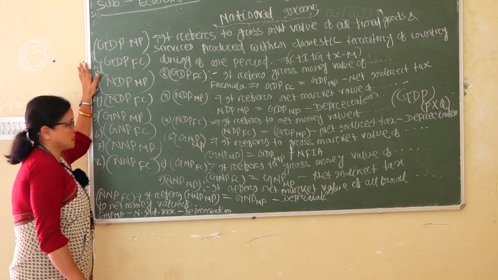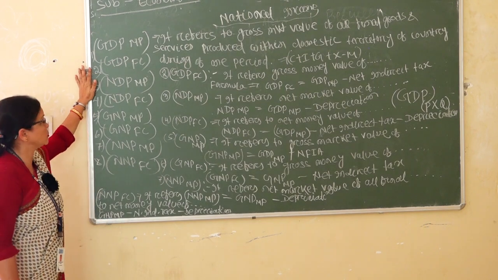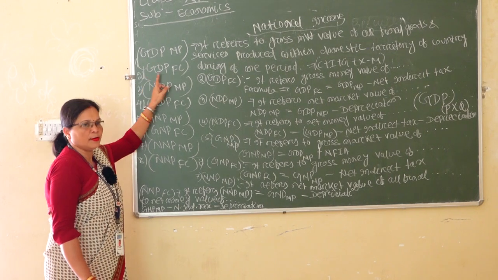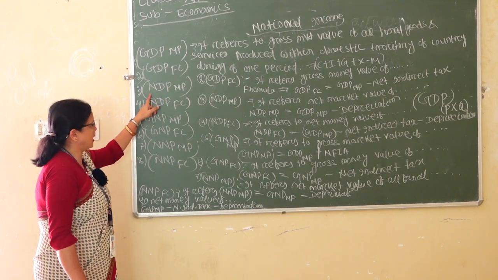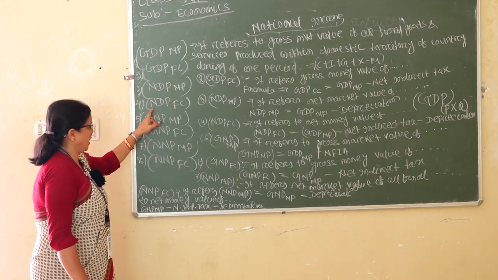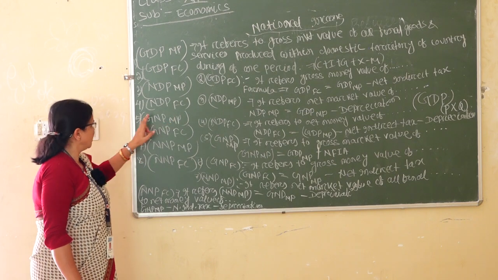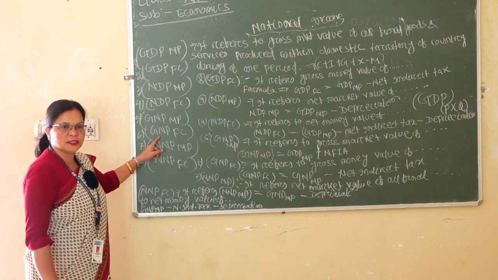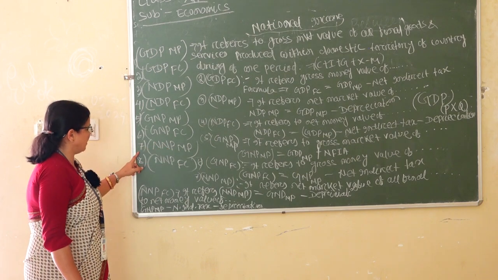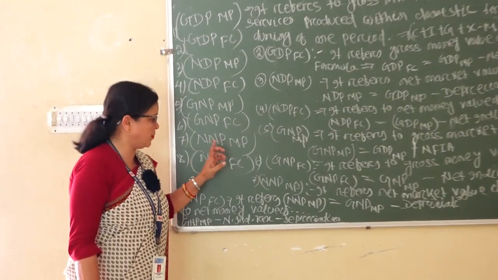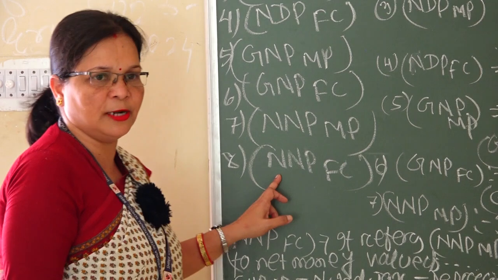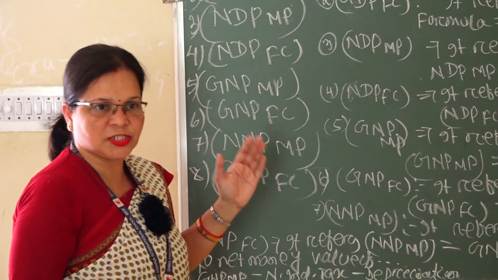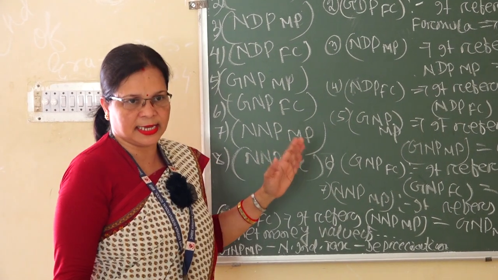Aggregates are divided into 8 types. One is GDP market price, two GDP factor cost, then NDP market price, NDP factor cost. Fifth is GNP market price, sixth is GNP factor cost, seventh is NNP market price and eighth is NNP factor cost. There are 8 national income related aggregates.